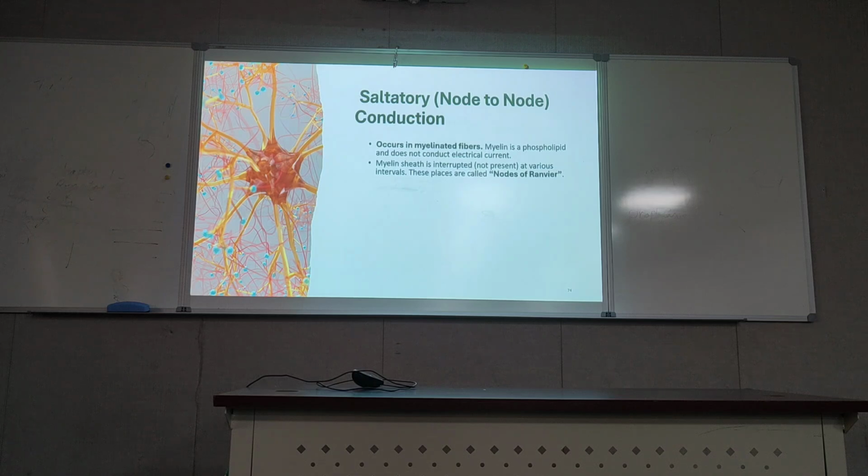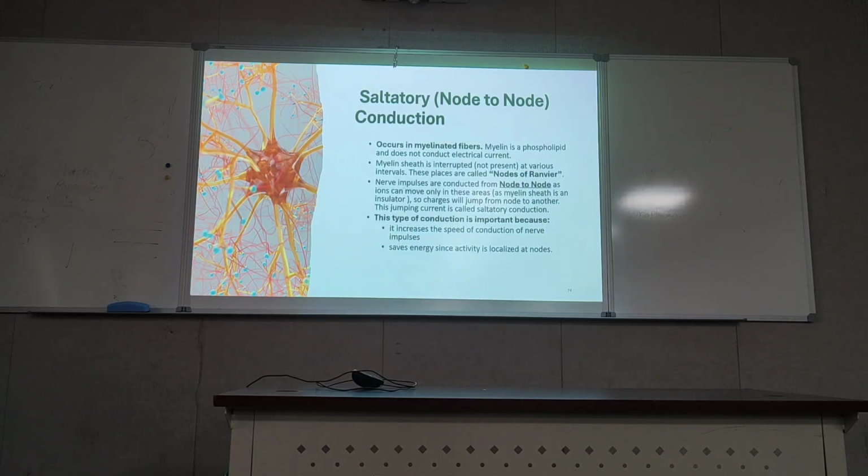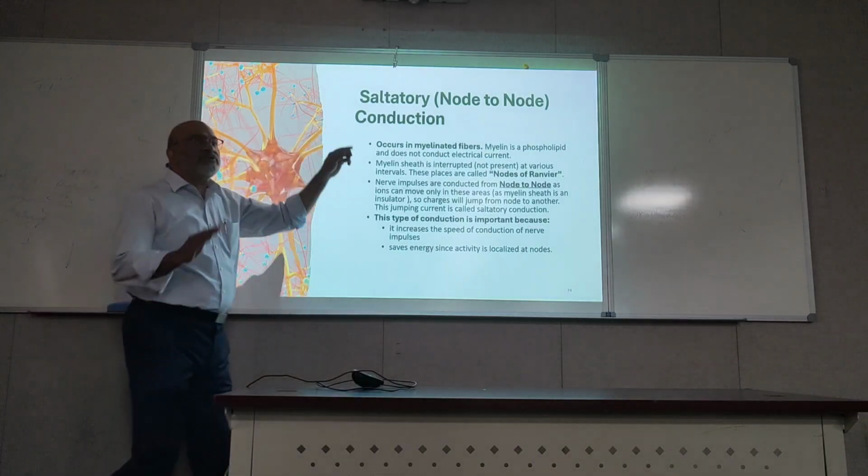I will not stop here. It is in the myelinated nerve. Between the myelinated nerve there are nodes of Ranvier. Nerve impulse jumps from node to node. This is called saltatory conduction.